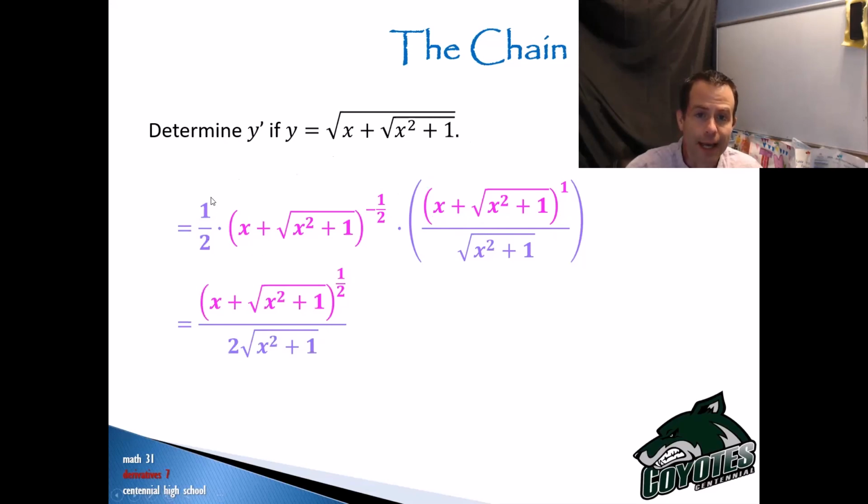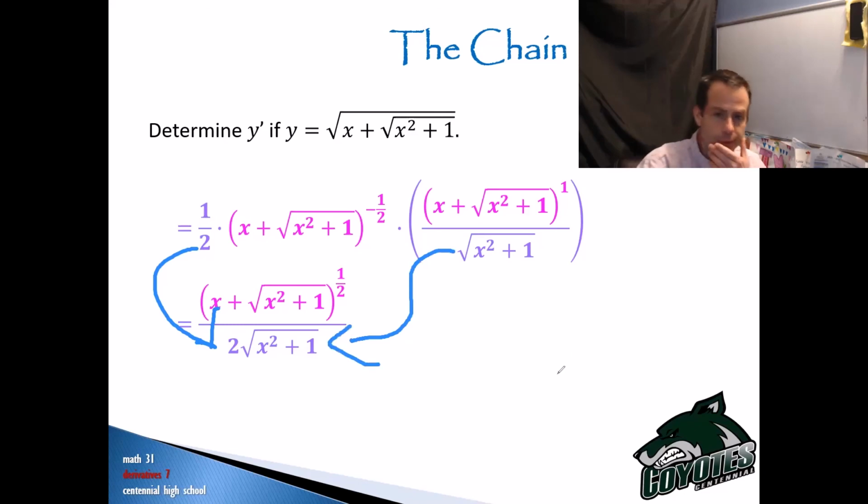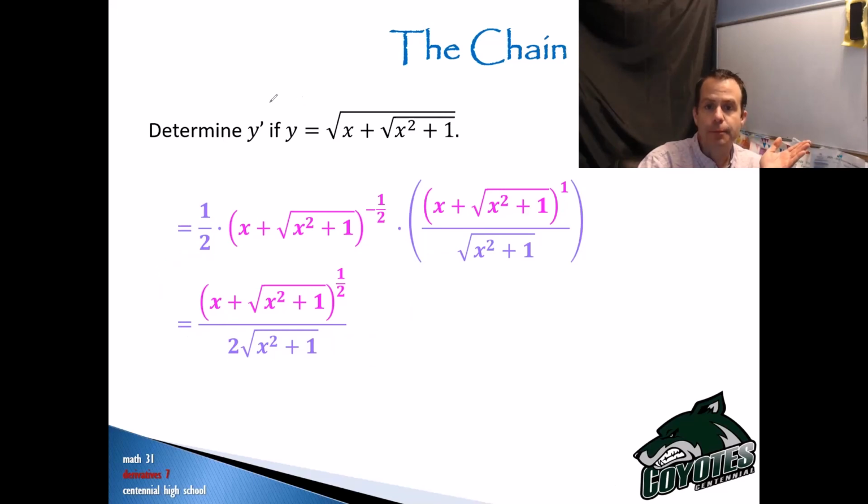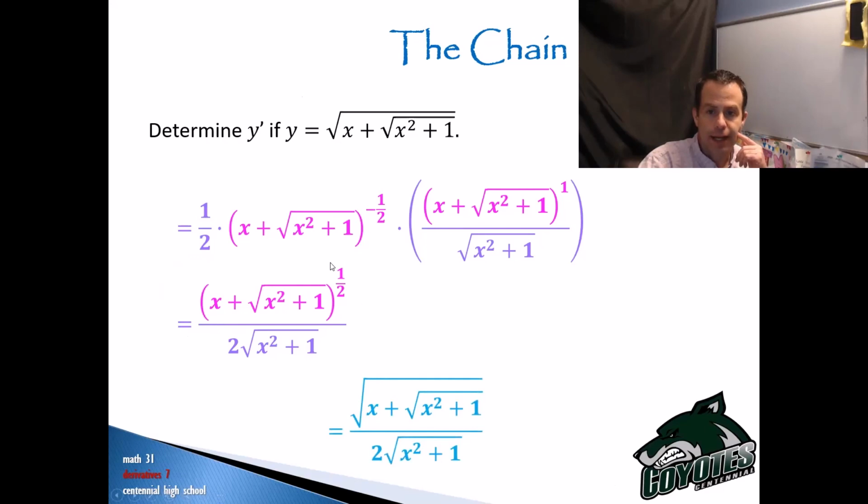And then my 1/2 that was in front, that 2 just ends up on the bottom there. And then this guy was also on the bottom, so he ends up there. Okay. Now, the only other thing I'm going to do is I'm now going to put my roots back. And so I end up with the root of x plus the root of x squared plus 1 all over 2 times the root of x squared plus 1. Okay. And then that would be the simplest version that I would answer in.